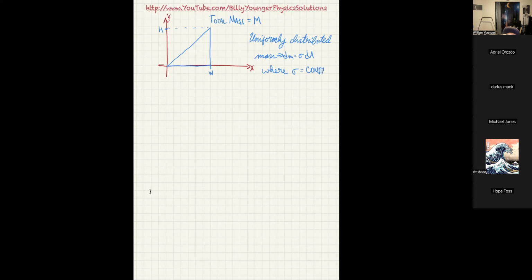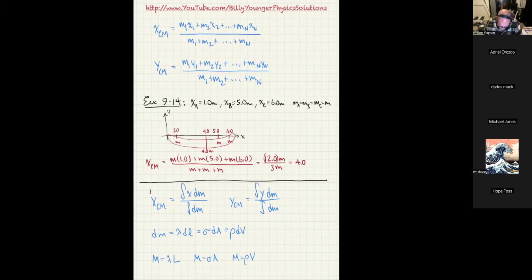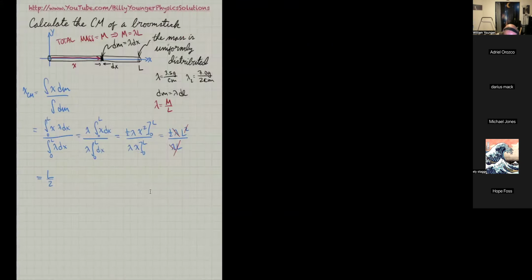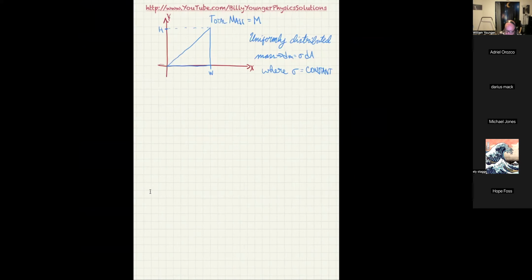Now, I told you already that lambda was the mass per unit length, and you can probably see from when I talked about sigma that sigma is the mass per unit area, and you can probably also see that rho is mass per unit volume. So when it's uniformly distributed, that means either the lambda, if it's one dimensional, the sigma, if it's two dimensional, or the rho, if it's three dimensional, is going to be a constant. So anybody want to take a guess at what sigma would be for this?